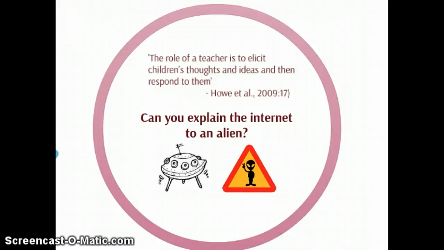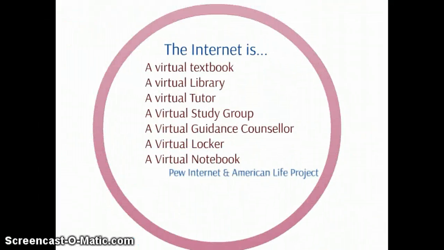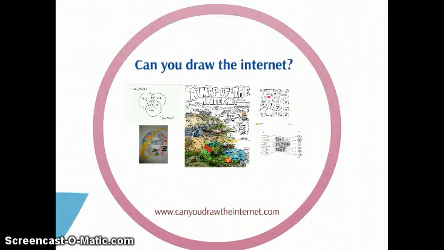This could be done by asking the children to explain the internet to aliens. Research has attempted to define what the internet is, although I also think the internet could be described as a social hub over which to connect with friends. By taking part in the Can You Draw the Internet project, children can construct their own definition, as well as discovering how their definition may differ from that of their peers.